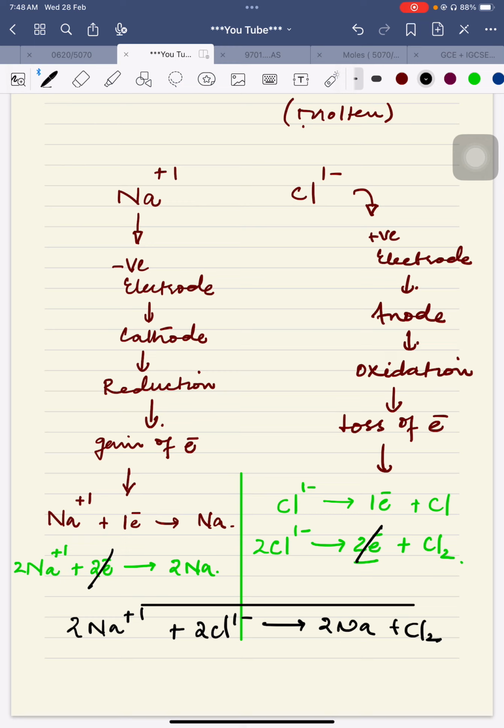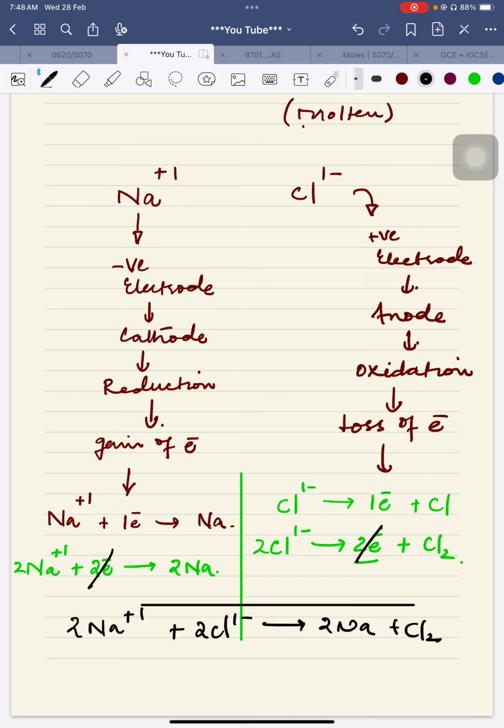What will be the observation for this reaction? Sodium metal, you may say silver gray metal. Observation means you cannot tell the name of the metal, you have to say what you are observing. So silver gray color metal is deposited at the cathode, and what about the anode? Yellow green color gas bubbles are observed at the anode.